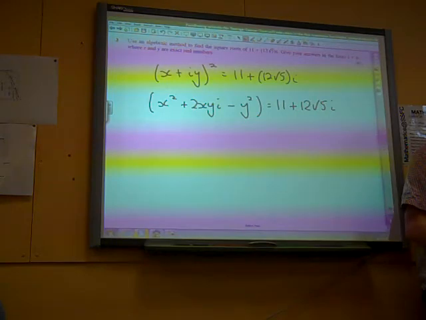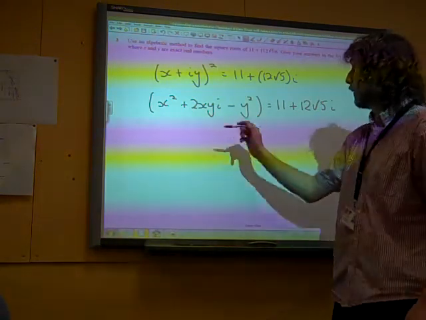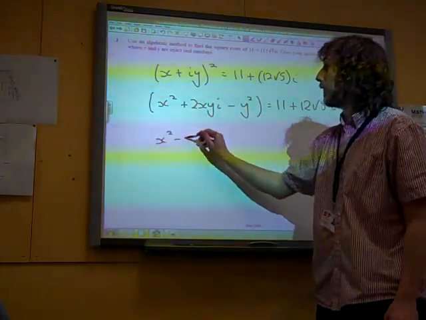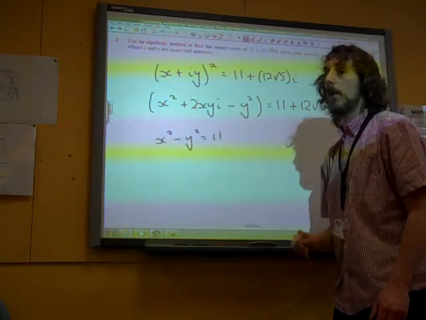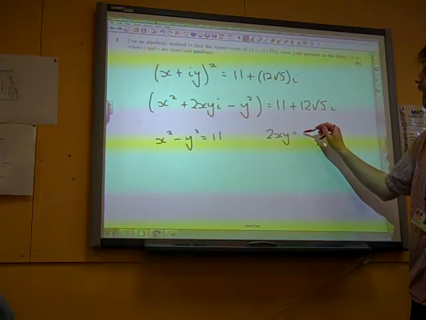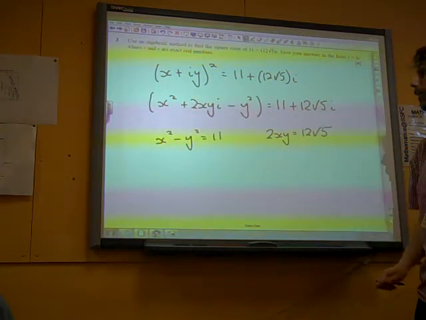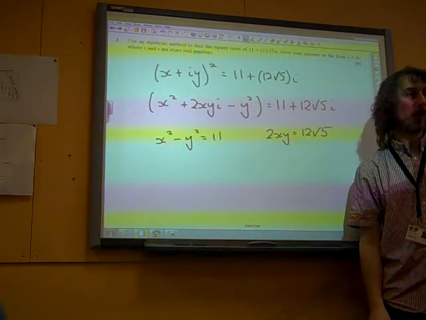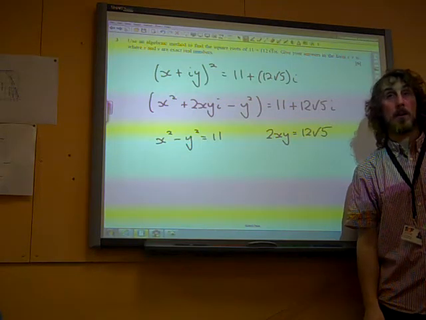What we now do is we compare the real and imaginary parts. If we look at the real parts of this, x squared minus y squared is 11. If we look at the imaginary parts, 2xy is 12 root 5. And we've now just got simultaneous equations.